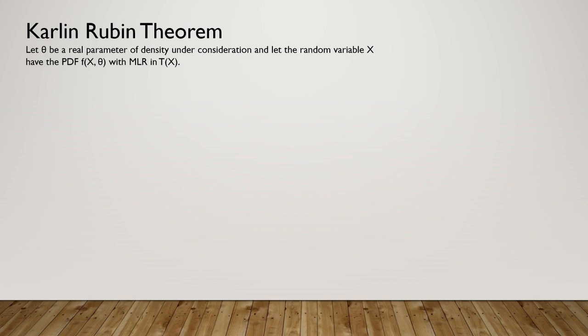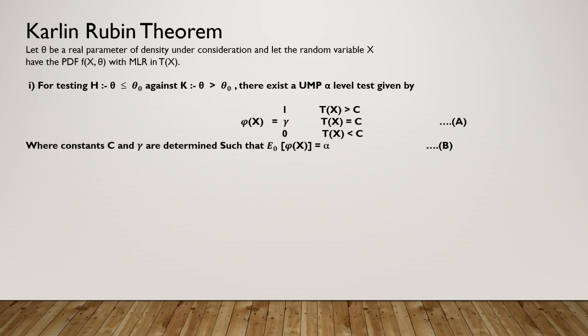Let theta be a real parameter of the density under consideration, and let x be a random variable having PDF f of x comma theta with MLR in T of x. In the first part, for testing hypothesis H: theta less than or equal to theta naught against hypothesis K: theta greater than theta naught, there exists a uniformly most powerful alpha level test given by phi of x equal to 1, gamma and 0 under the conditions T of x greater than, equal to, and less than c. The constants c and gamma are determined such that E naught of phi of x is equal to alpha.